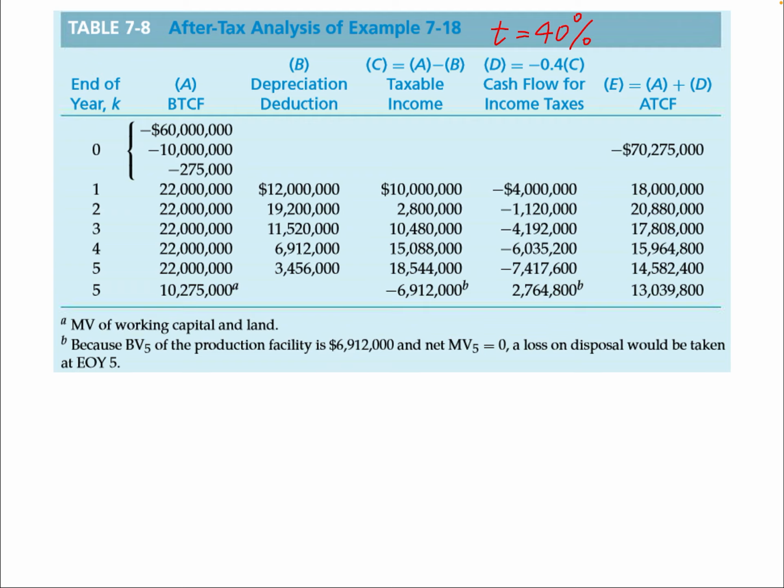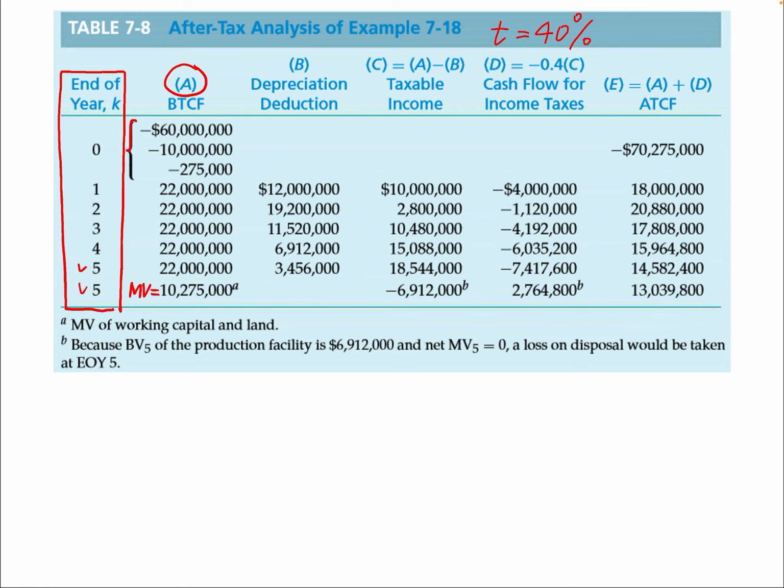So here is the table you want to fill up. It's already filled up, but let's take a look at how we come up with those numbers. The first column, because your project has five years, is 0, 1, 2, 3, 4, 5, 5. There are 2 5s. One is for the cash flow, the other 5 is for the MV. And column A is before-tax cash flow. Basically, it's just a copy of the numbers in the problem statement.